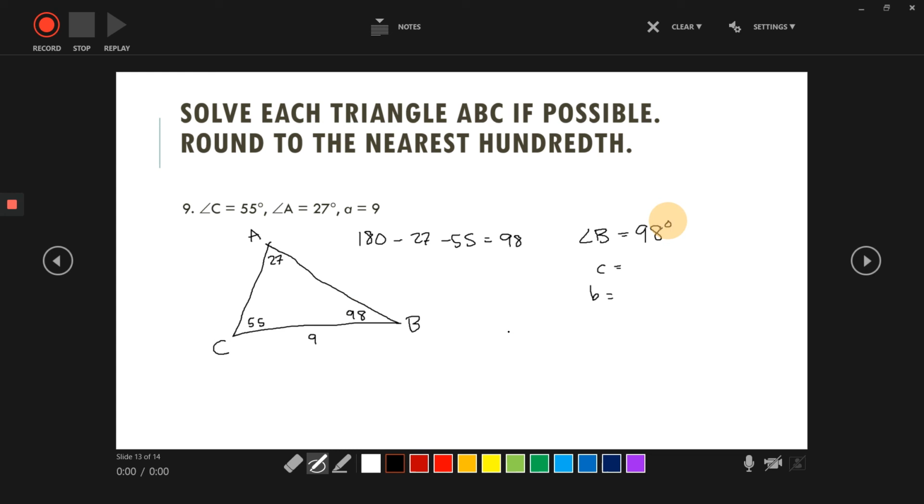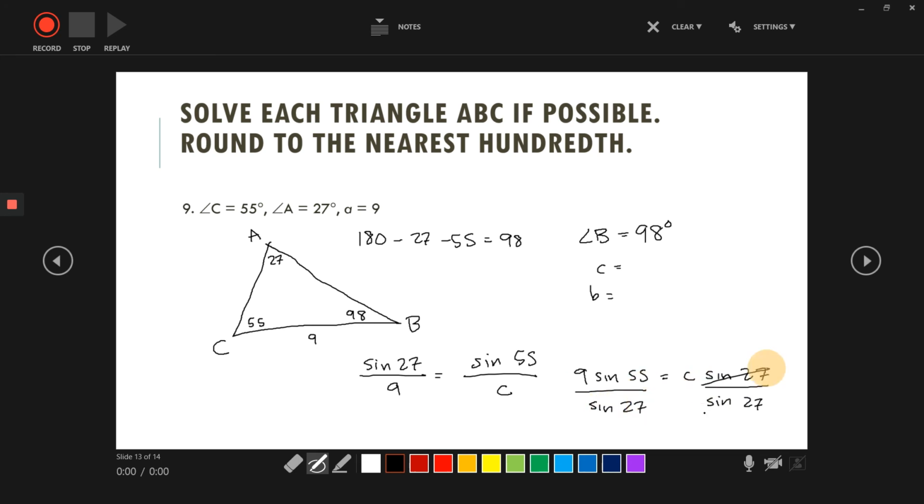All right, now let's solve for the sides. So look for things across from each other. I know 27 across from 9. So we know both other angles, so you just pick, right? So let's solve for little c. So angle C across from little c. Okay, so if I cross multiply, I get 9 sine 55 equals c sine 27 to solve for c. Divide off your sine. Okay, so I'm going to go ahead and type this. So 9 sine 55, and then divide it by the sine of 27. Okay, so I got 16.24.